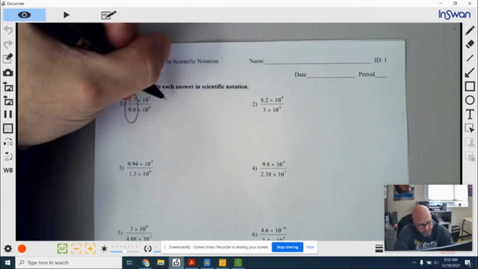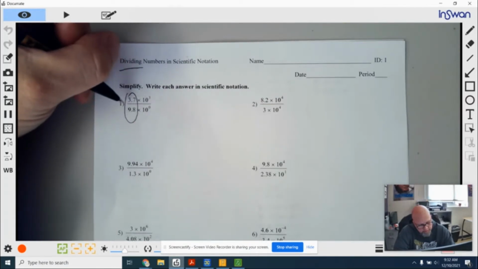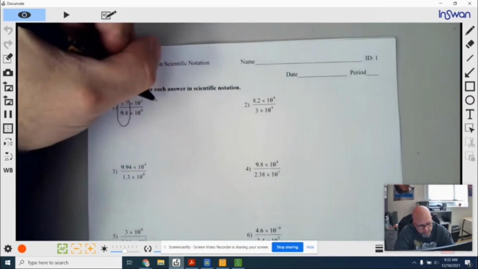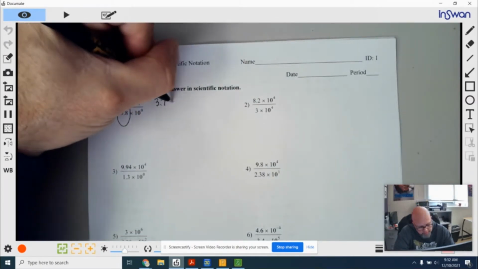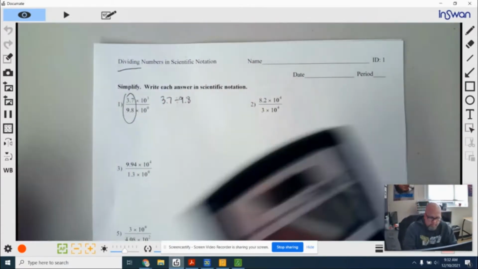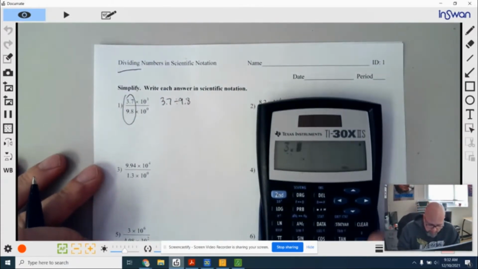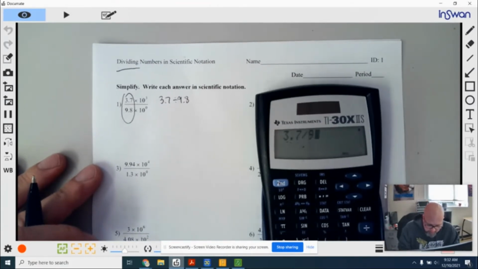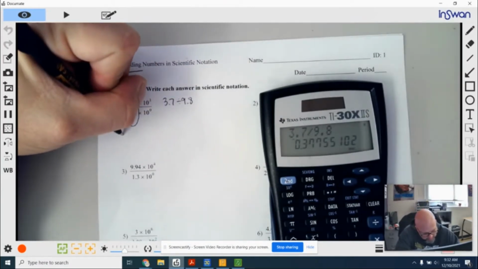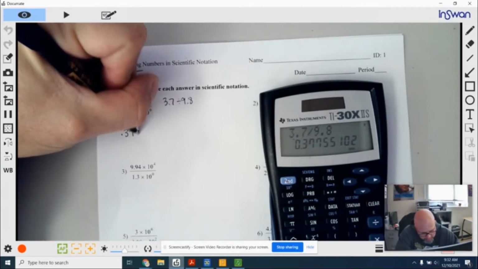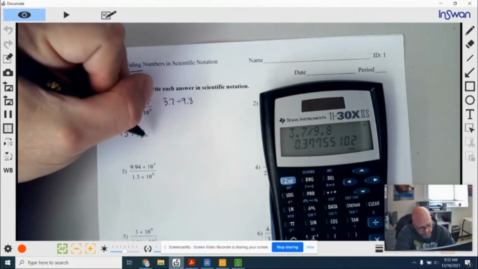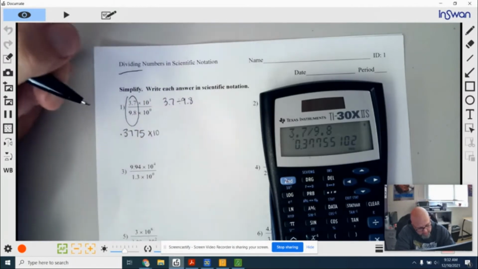So dividing is essentially doing the same thing we did the previous day, but just with opposite methods. So I'm going to take the base numbers here. We see it's a division problem because it's a fraction. It's two numbers in scientific notation written over each other. So I'm going to take 3.7. I'm going to divide it by 9.8 on my calculator. So 3.7 divided by 9.8. And I'm going to write this number down. I'm just going to list the first four digits. Okay, 0.3775.